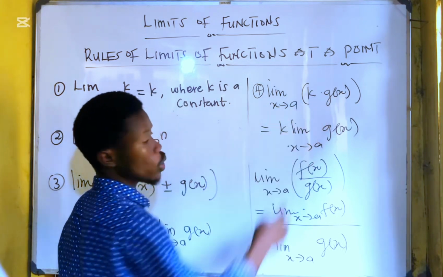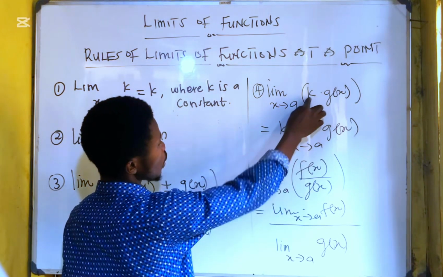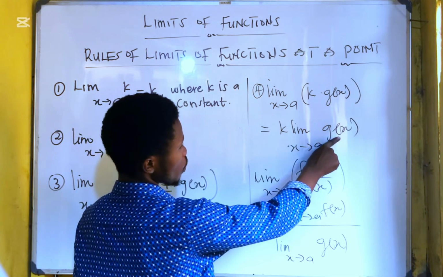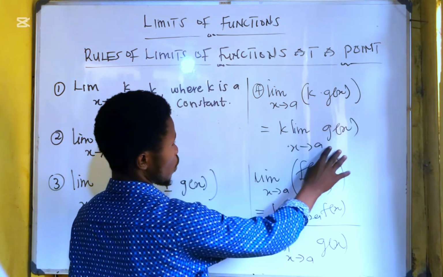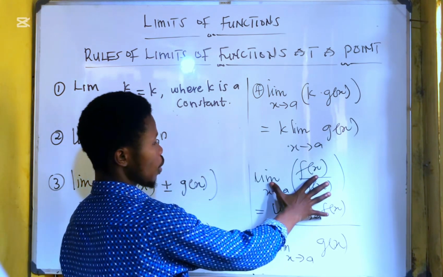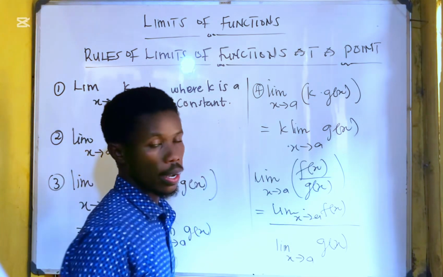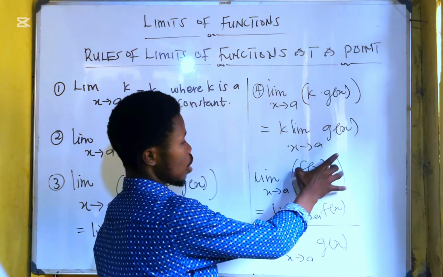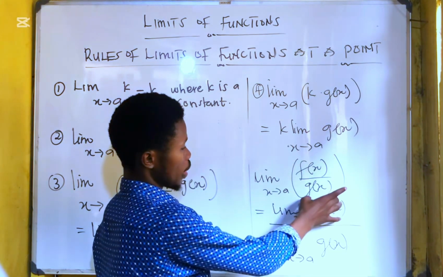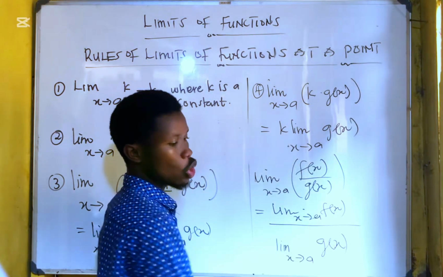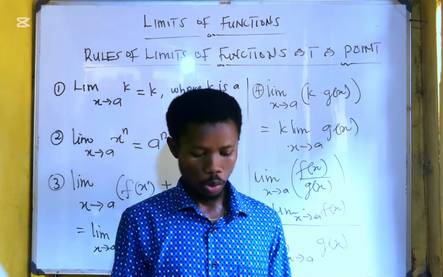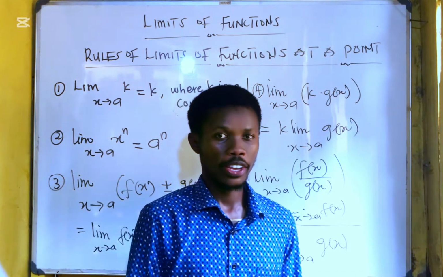Now this k is a constant. So if you want to do it, you will factorize the constant to the front of the limit. Then you apply the limit on the function. Is that okay? If the function is a fraction like this, you apply the limits at the numerator and you apply it at the denominator. So that is how we solve the limit. So I'm going to solve examples with you. Is that okay? Thank you.